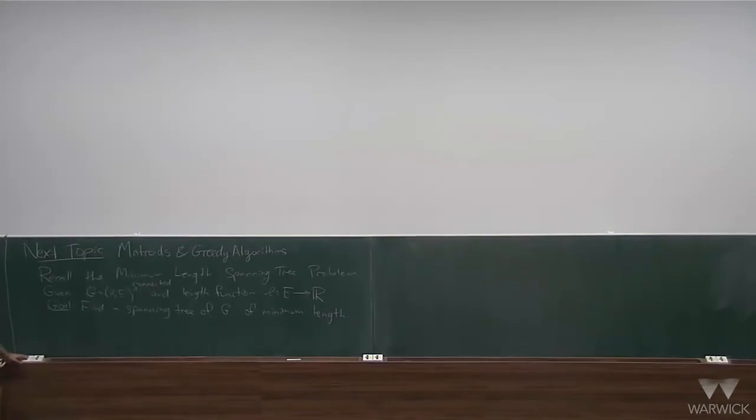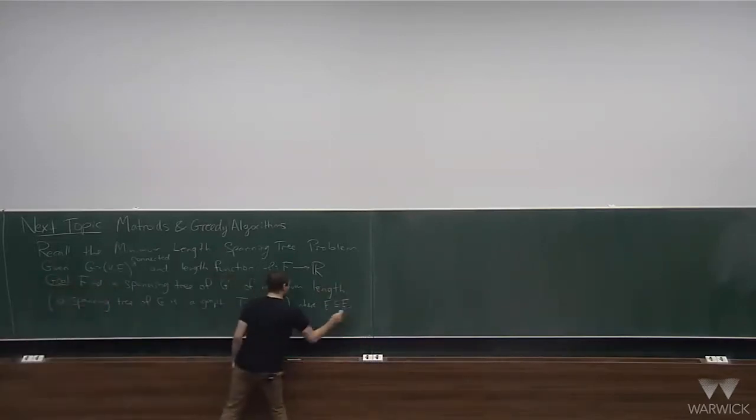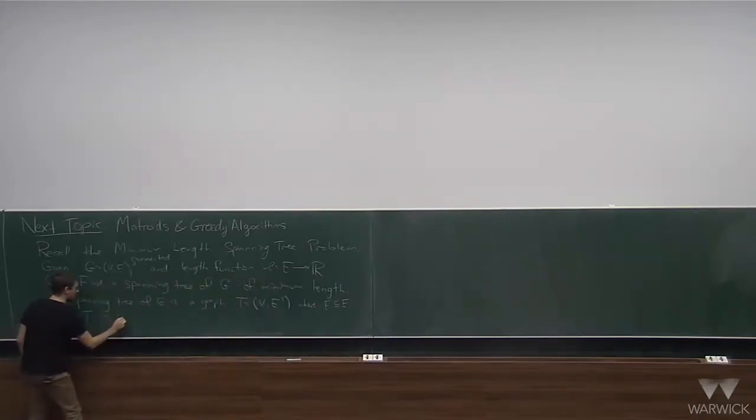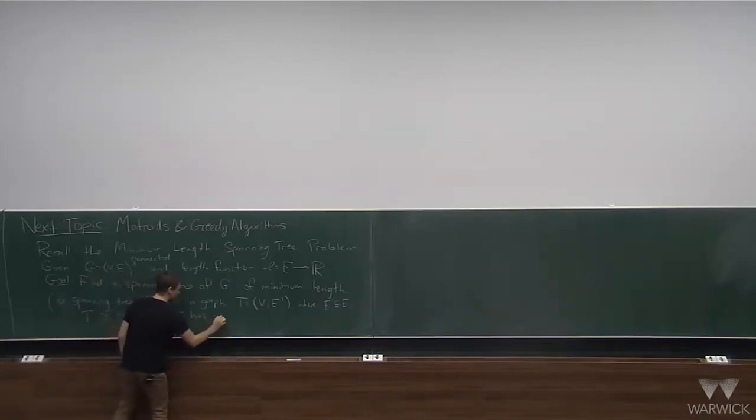And I understand probably some of you may have forgotten what a spanning tree is. So just to remind you, a spanning tree of G is a graph, I'll call it T. You have the same vertex set as G, and a different edge set E prime, which is a subset of E, so T is a subgraph of G, and T is connected, and also T has no cycles.